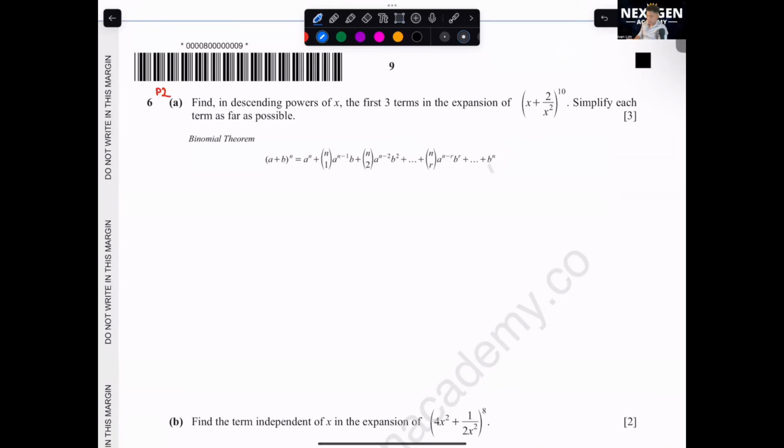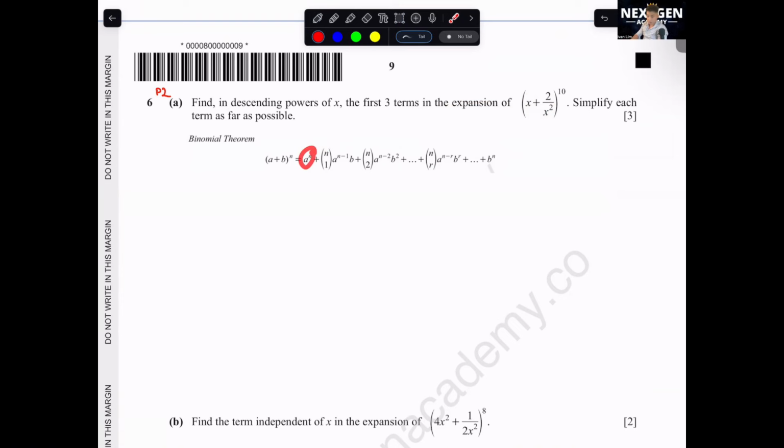They want it in descending power. We read this: descending power. How to do descending power? This is your a, this is your b. You have to identify for this specific form, because this one is x and 2 over x squared. I want you to focus on the x first. Can we just straight away put into the formula and then it comes as a descending power of x? Can, right? So I want you to straight away just substitute inside.